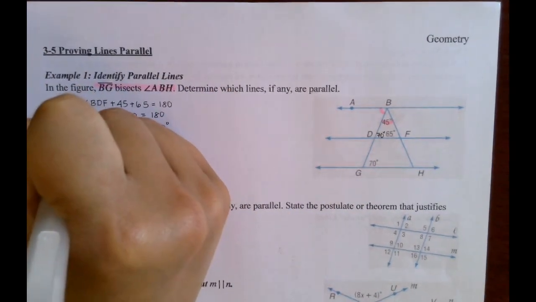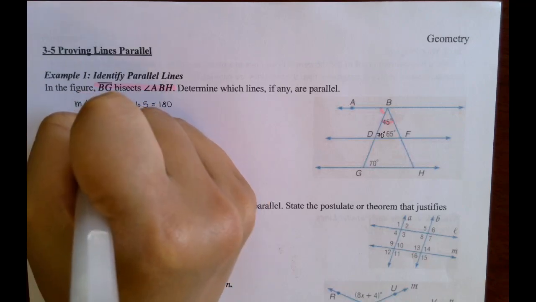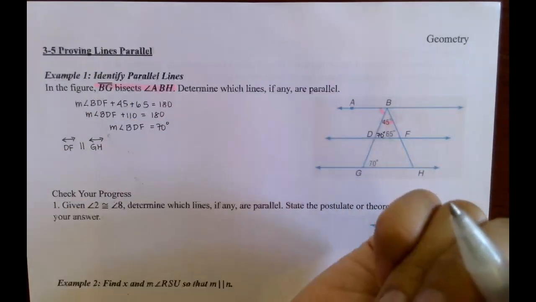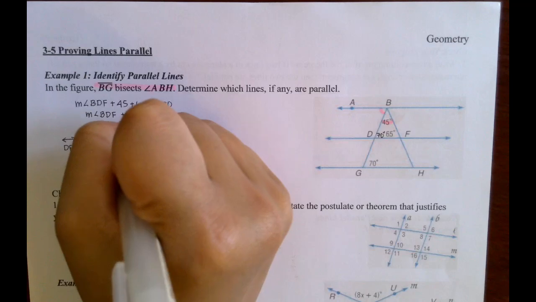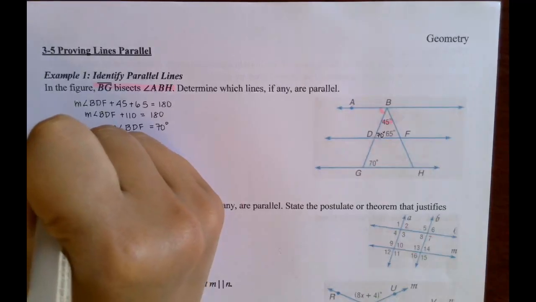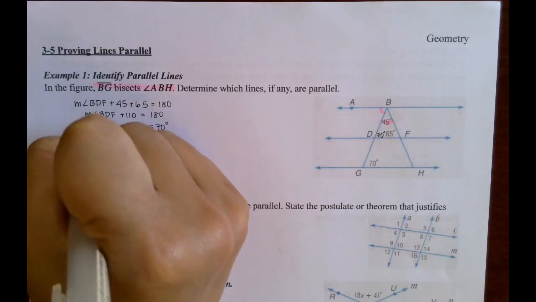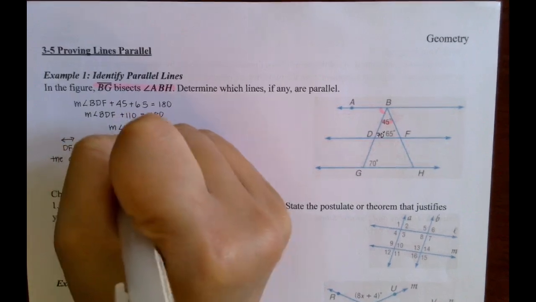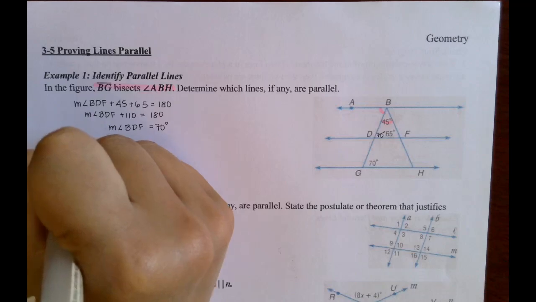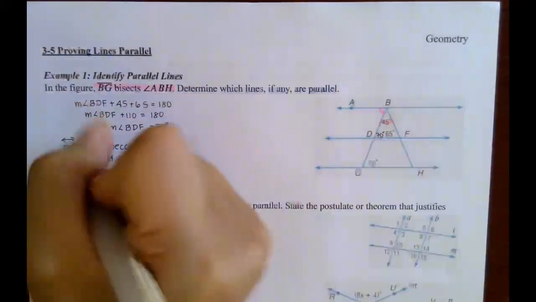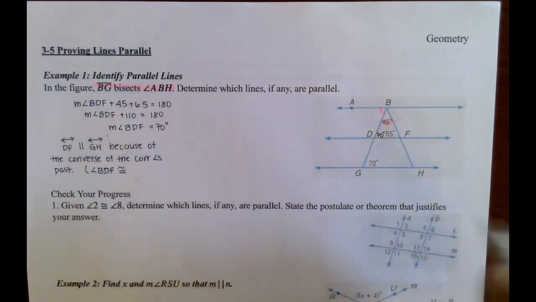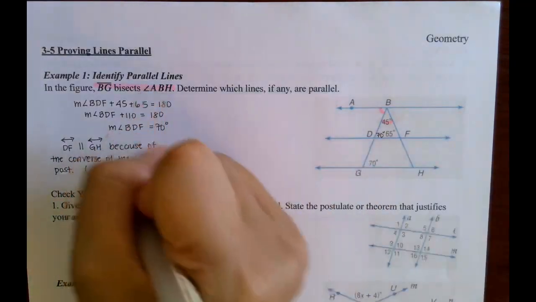And so what that means is line DF, this is the sign for parallel, is parallel to line GH, okay, because of the corresponding angles, because of the converse of the corresponding angles postulate. Okay. And that is because angle BDF is congruent to angle DGH.